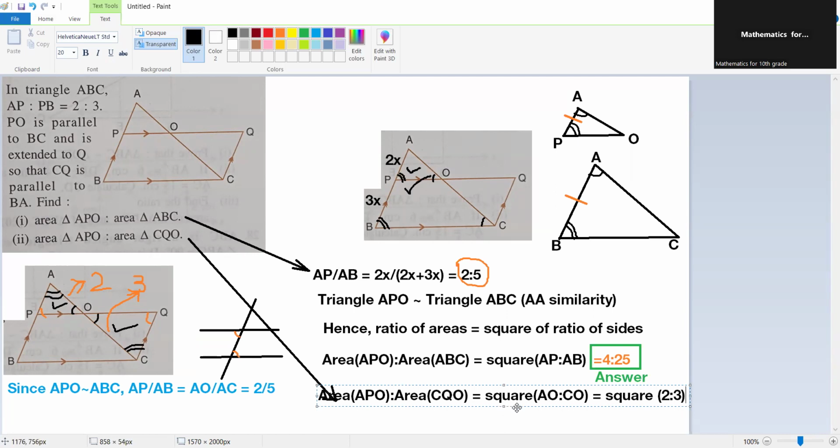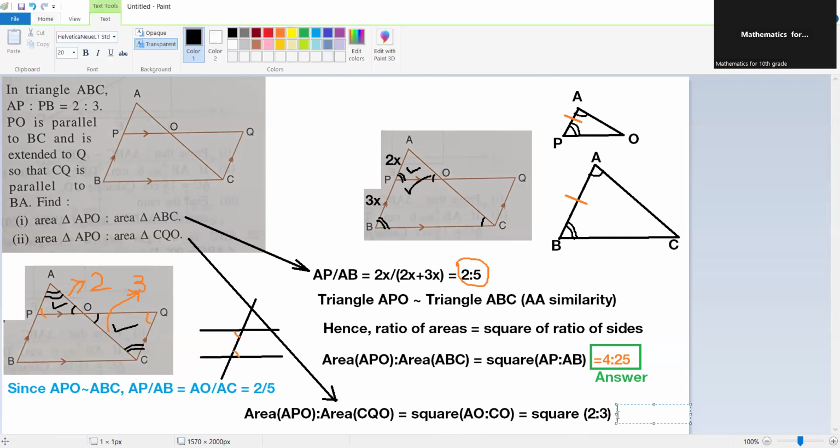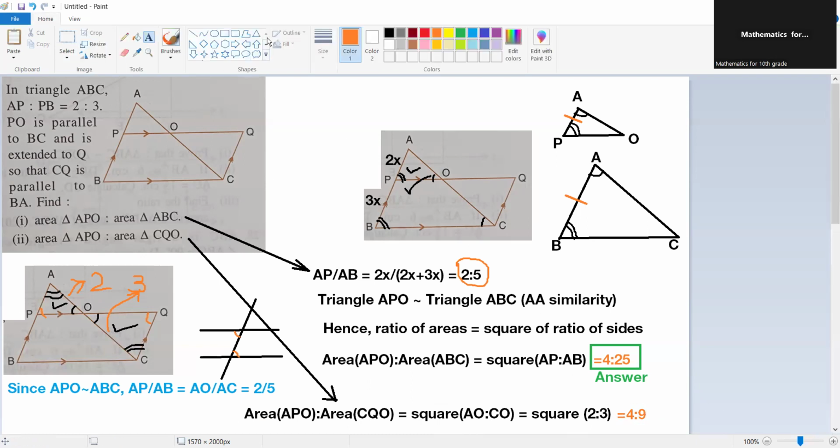I'll just shift this down. So it's the square of 2:3, because AO is 2 and CO is 3, and 2x and 3x. So the ratio is 2:3. So the answer, I'll mark this in red again, is equal to 4:9. That's the second answer. And let me make the block in green like earlier. This is the second answer.